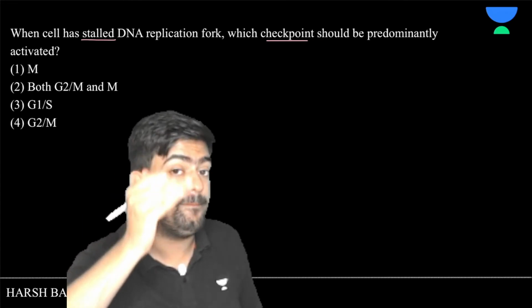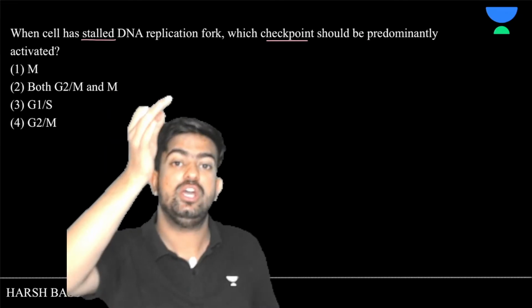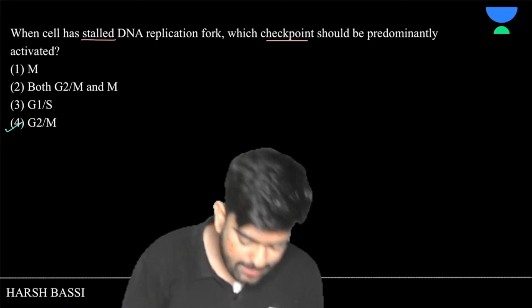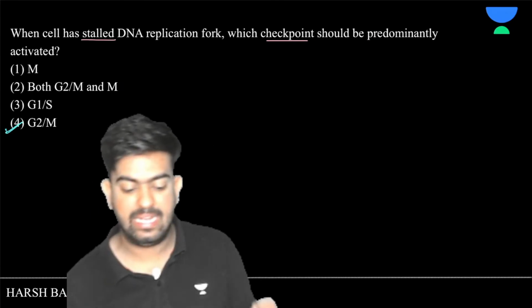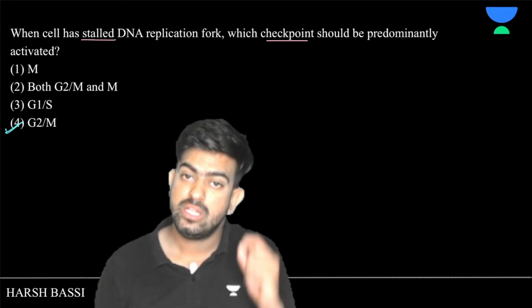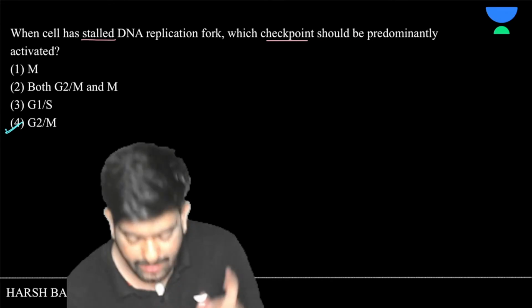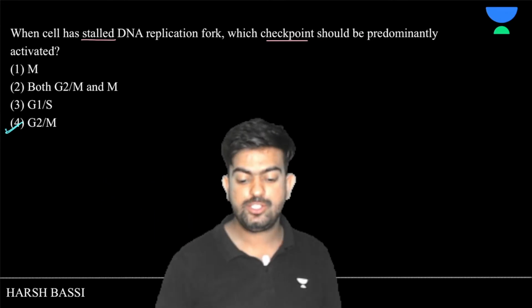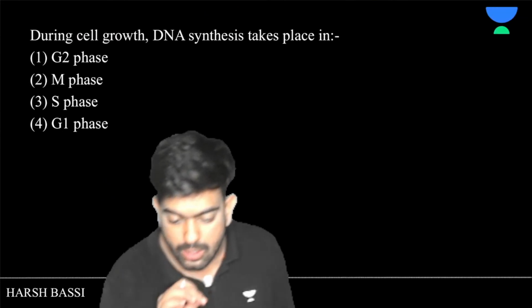The cell is about to divide. That means it is about to enter the M phase. So the checkpoint will be the G2 and M checkpoint. Great. Clear, sir. Okay. Now let's move on with the next question.